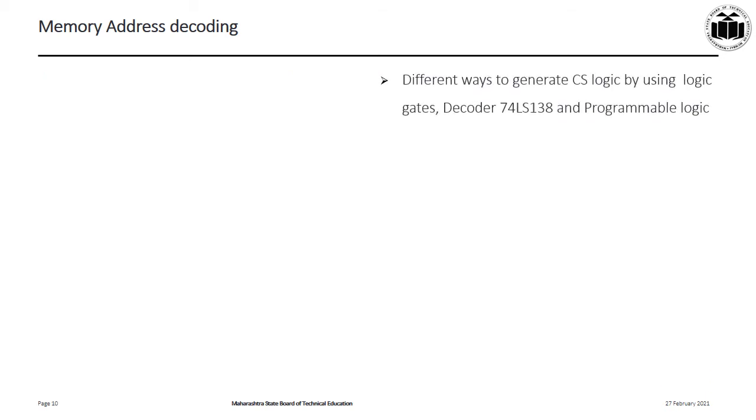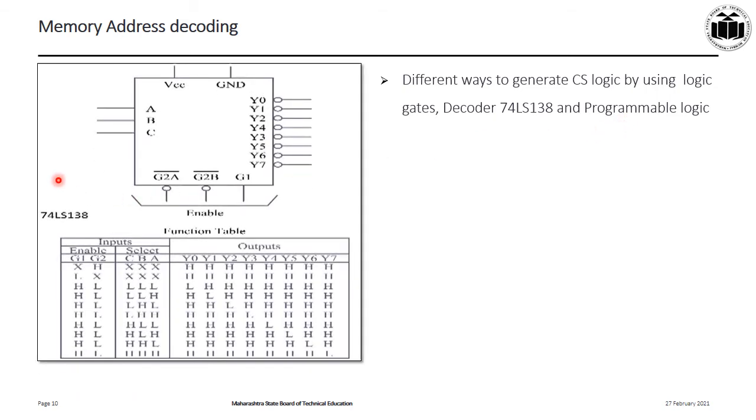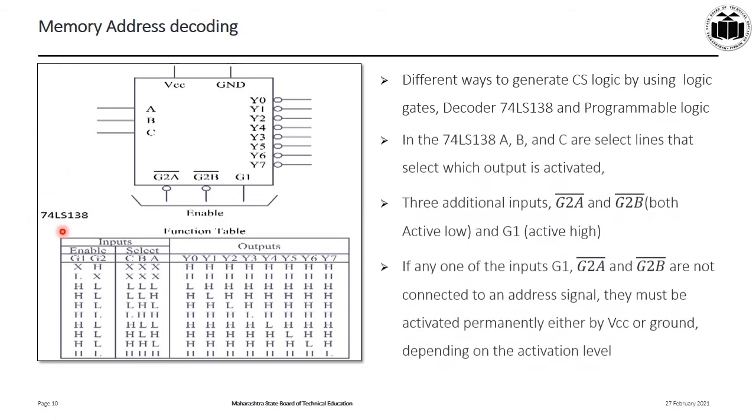There are different ways to generate CS logic. There are logic gates, decoder IC and programmable logic. This presentation will focus on decoding using decoder IC 74LS138. IC 74LS138 has A, B, C as select lines that are used to select one of the outputs from Y0 bar to Y7 bar, which are all low activated.